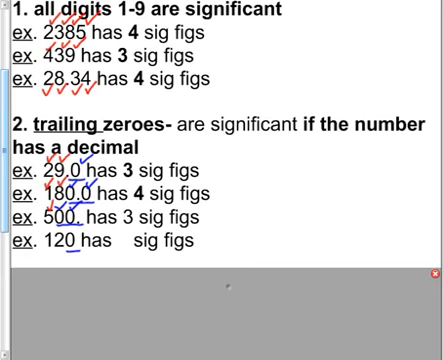Our final example has a trailing zero, but in this case there's no decimal. Because there's no decimal, this zero is not significant. The 1 and the 2 are still significant based on our rules, but therefore this number only has 2 sig figs, not 3.